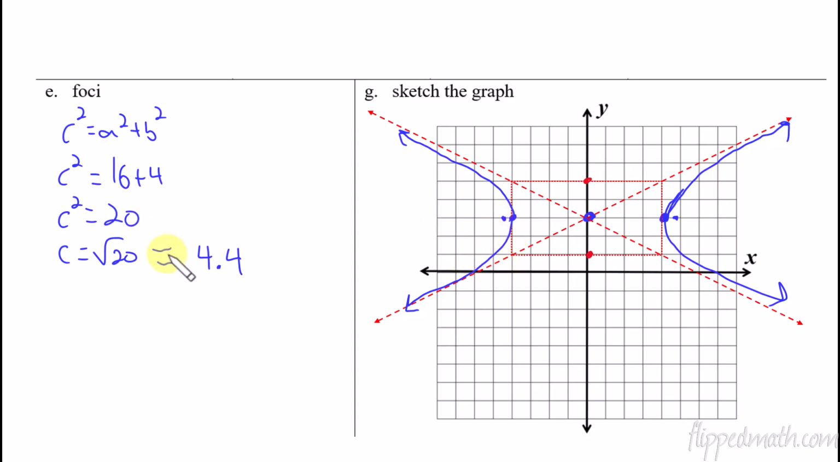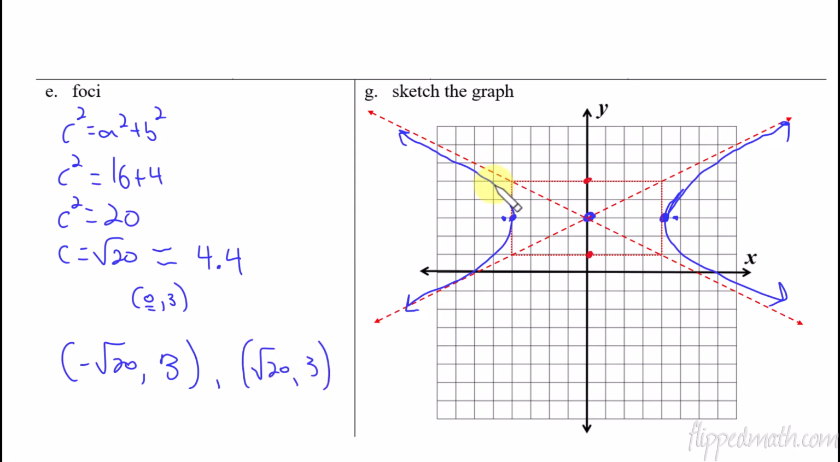Exactly where are they? The center was at (0, 3). So I'm adding and subtracting 4.4, or in other words, the square root of 20, to the x value. So I'm going to have negative square root of 20, comma 3. And the other one is square root of 20, comma 3. All right, that's where those coordinate points are. That's where the foci are.